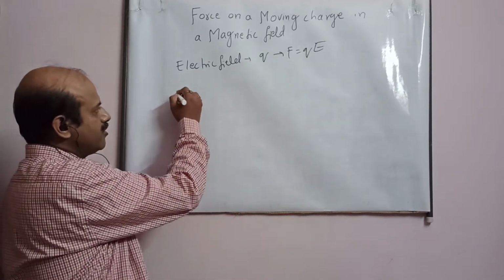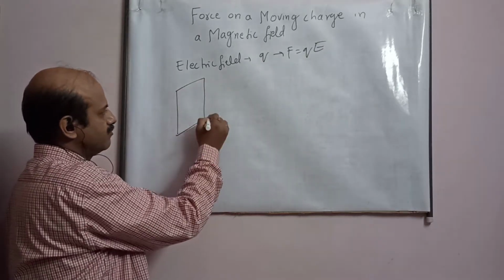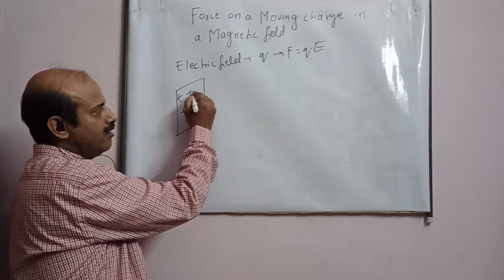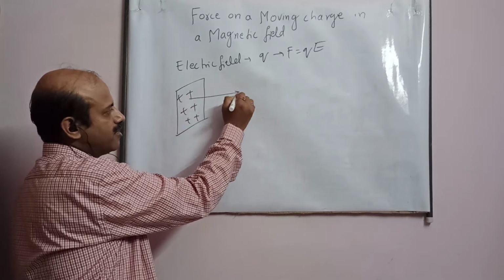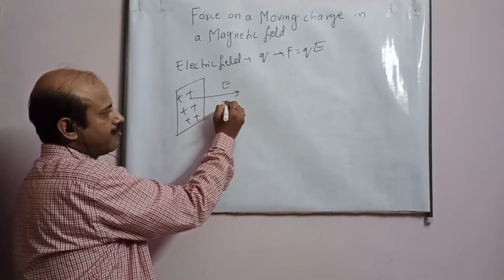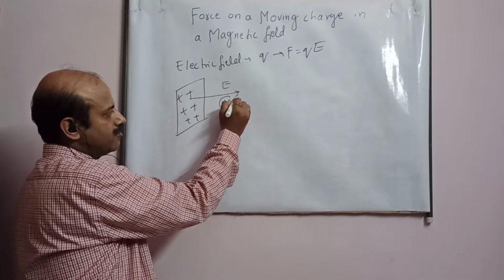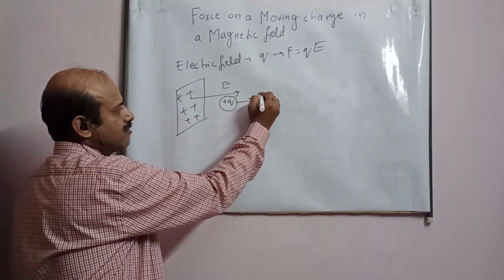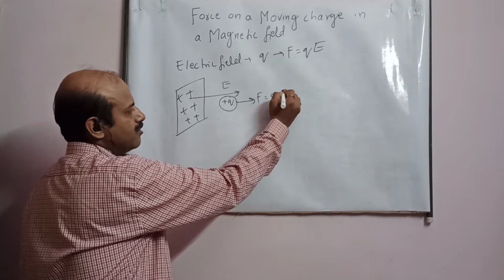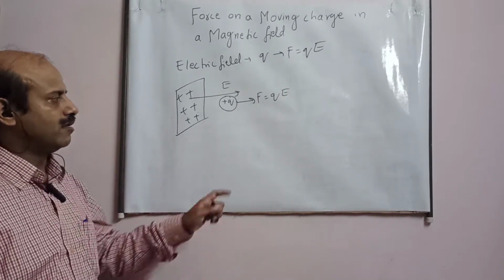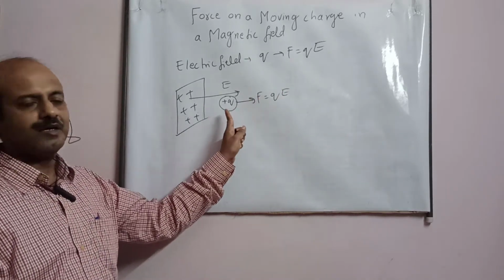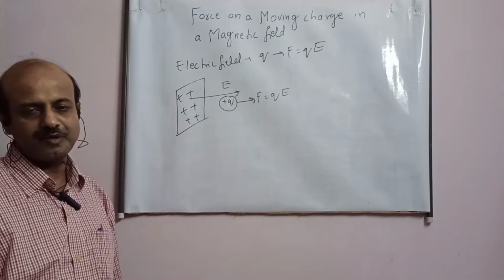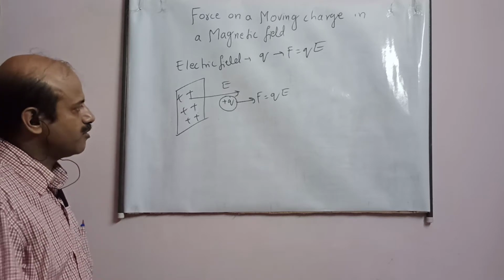For example, suppose there is a sheet of charge. Okay? It produces electric field in this direction. And now I have kept one positive charge here. It will exert a force in this direction, F is equal to Q E. Now this force will be exerted irrespective of whether the charge is at rest or in motion. The force will be exerted. Okay, student?